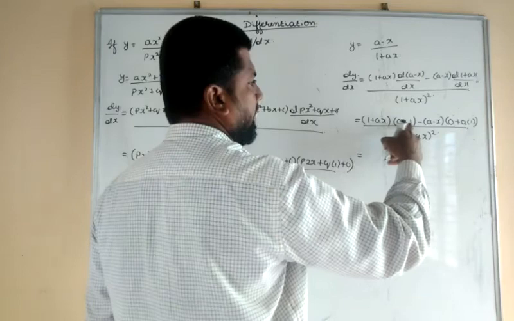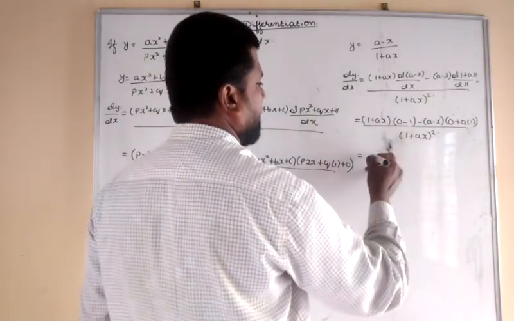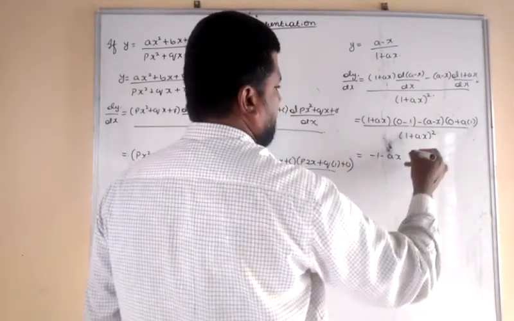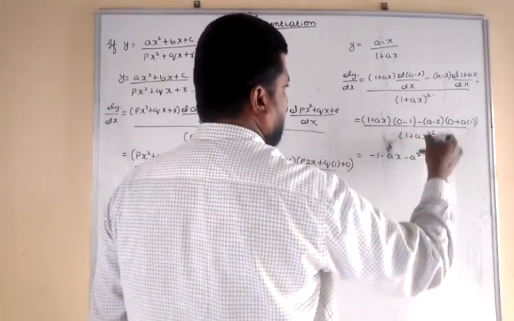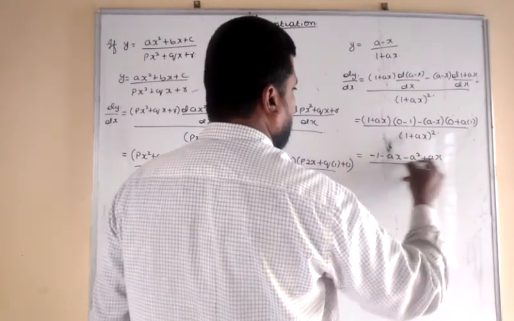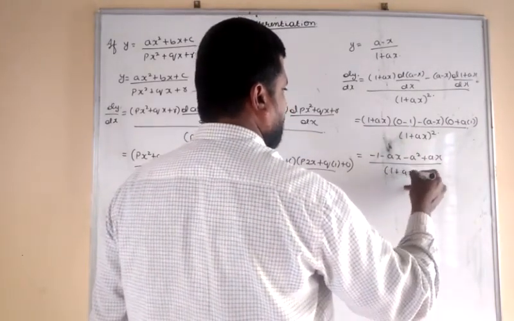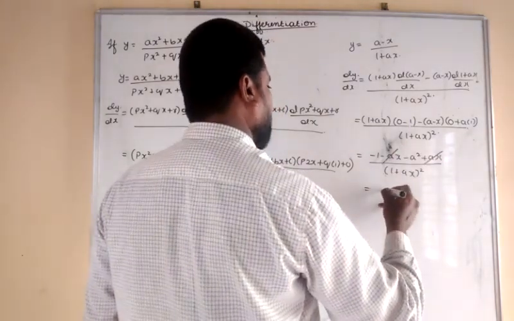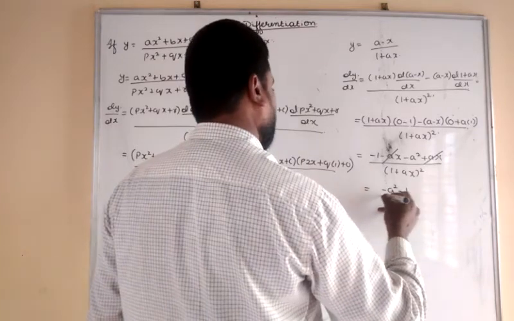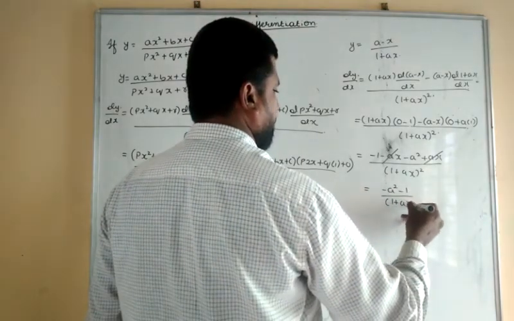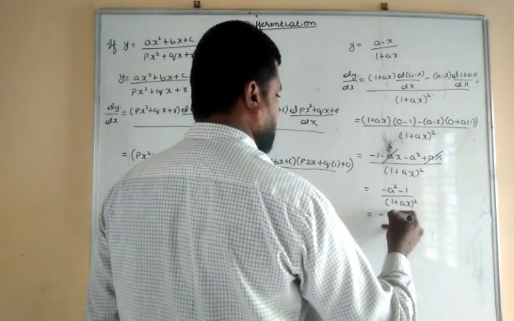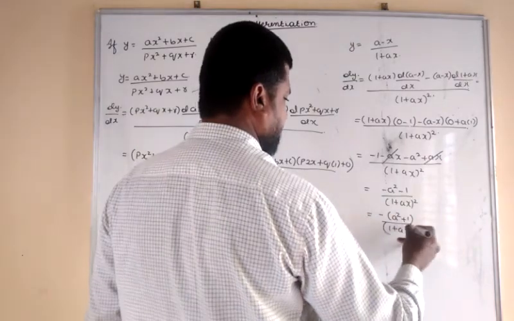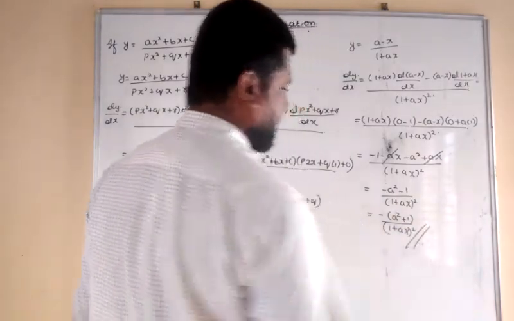So here 0 minus 1 is minus 1, minus 1 into this is minus 1 into minus ax, here plus a minus a square, minus into minus plus ax, by (1 plus ax) whole square. Then you can cancel plus ax minus x, cancel, then minus a square minus 1 by (1 plus ax) whole square, or you can write a common, a square plus 1 by (1 plus ax) whole square. So this is the answer.